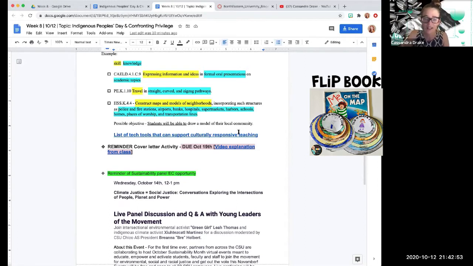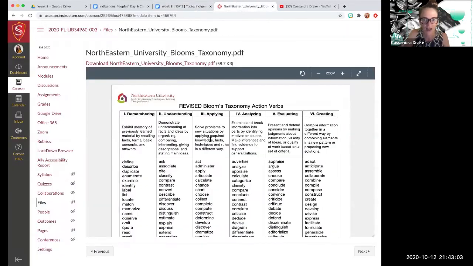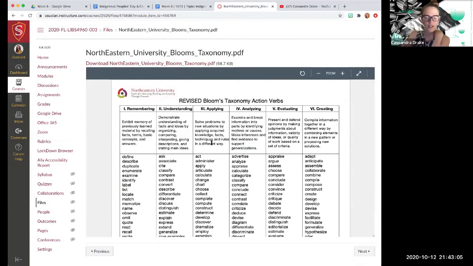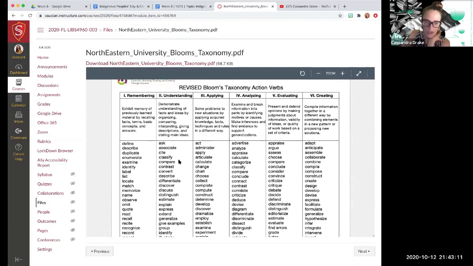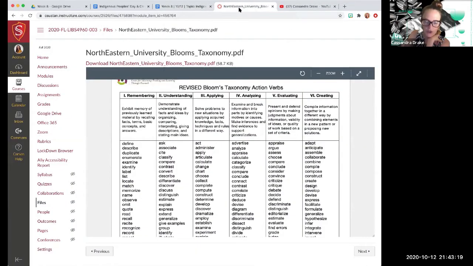because of this standard. So I wrote an objective here where I said students will be able to, and because the standard says construct maps and models of neighborhoods, essentially you want to think about what you're asking students to do within your lesson plan. So construct models, right? Again, what was the wording? Construct maps and models, so construct.